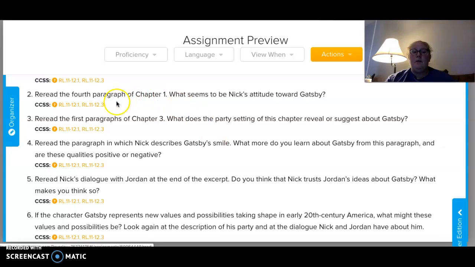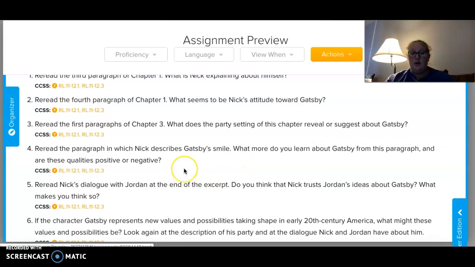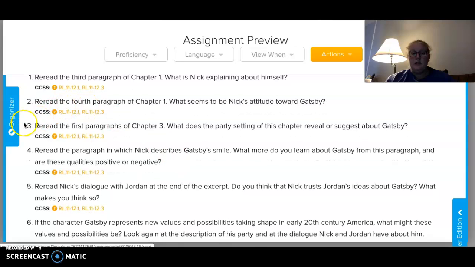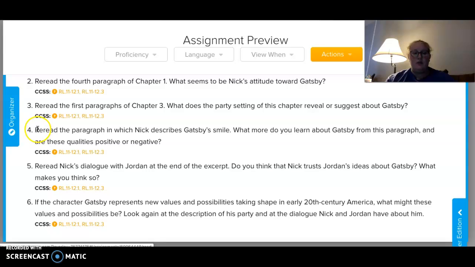We're going to look at one of them here together. And by together, I mean I'm going to do it as an example for you. And then I want you to pick 3 other questions that you're going to do on your own. So we're going to look at question number 4, which says, reread the paragraph in which Nick describes Gatsby's smile. What more do you learn about Gatsby from this paragraph? And are these qualities positive or negative?